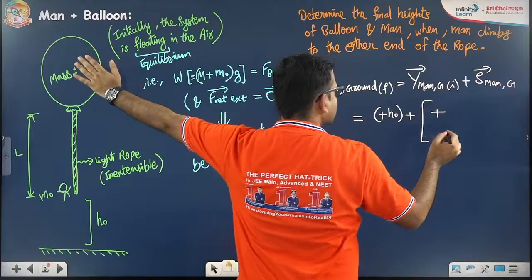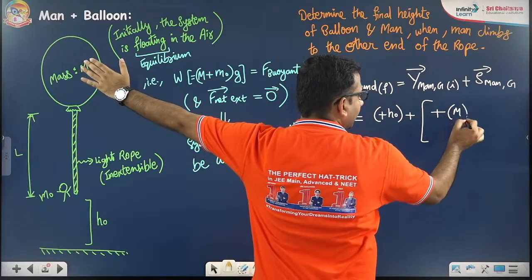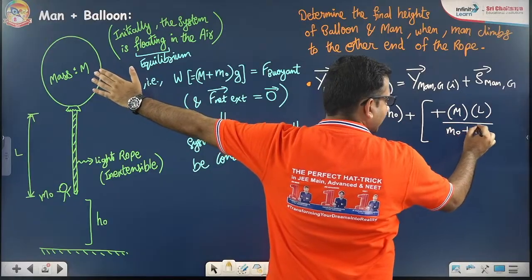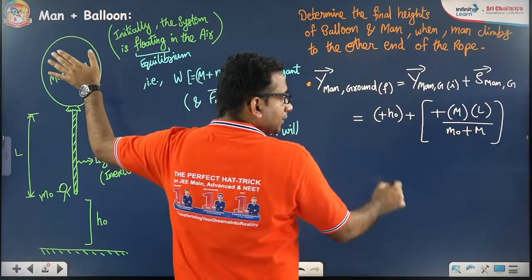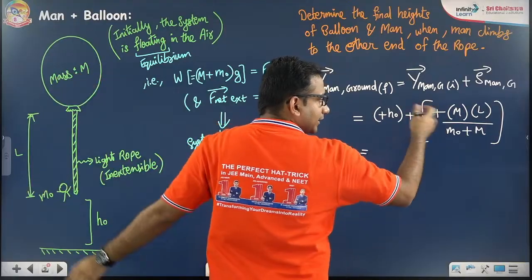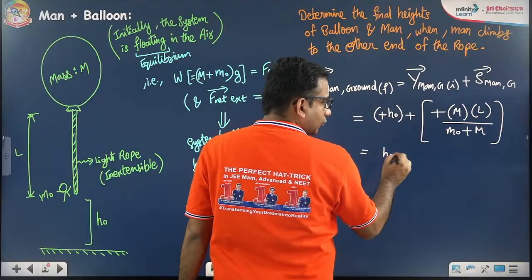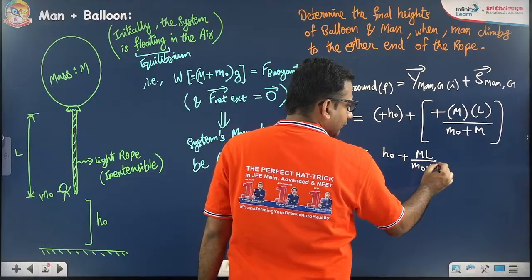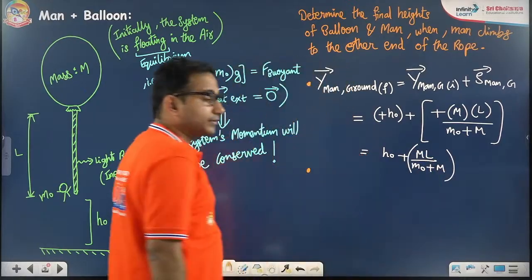The opposite mass is the mass of the balloon, capital M, into relative displacement L by the total mass of the system, m naught plus capital M here. Okay. Now I will say that everything is positive here. So that is h naught plus ML by m naught plus M. Very simple.